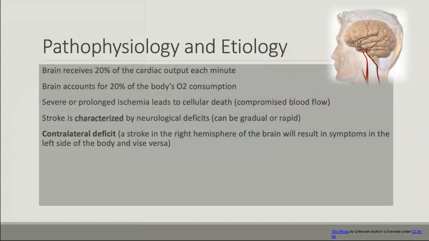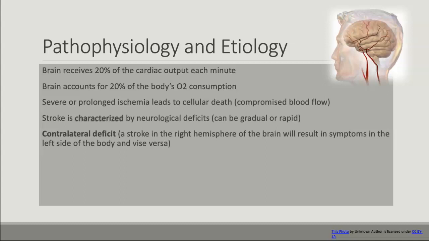So pathophysiology, if you just think of the brain, I know we talked about what needs a lot of blood flow. Blood carries oxygen and nutrients, and it's the heart, the brain, the lungs, and the kidneys, right? So our core organ function. The brain is really the control center for the body. So we can see a lot of deficits in a lot of different areas if a person has tissue death in the brain. So the brain accounts for 20% of the cardiac output and body's O2 consumption. And severe or prolonged ischemia leads to cellular death. Again, tissue death in the brain.